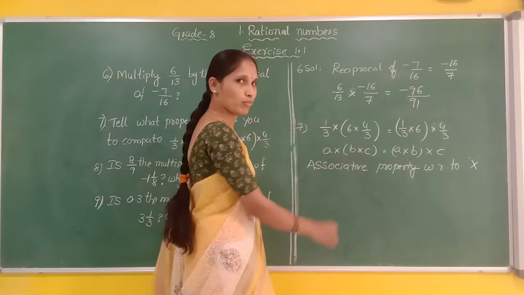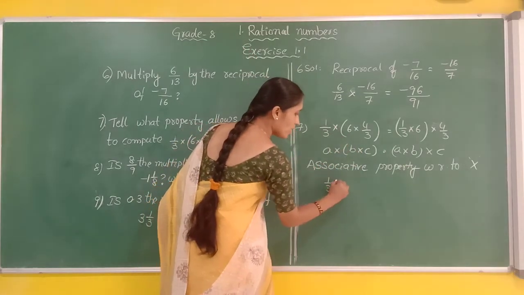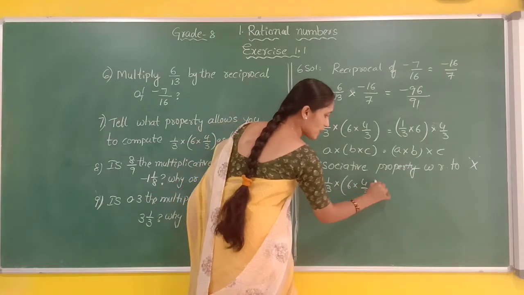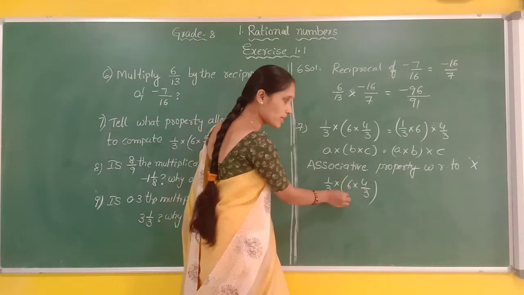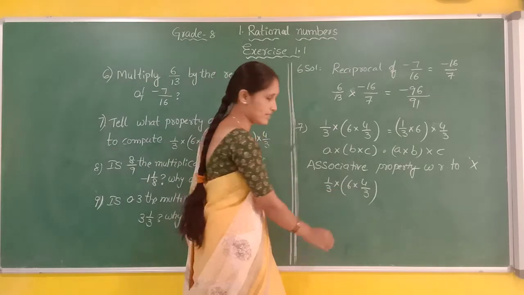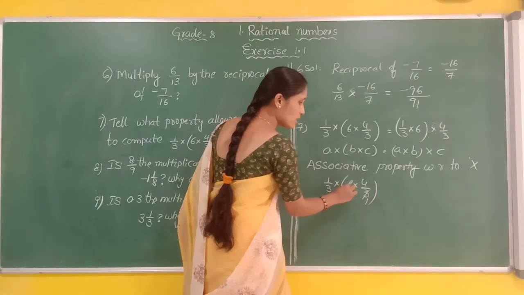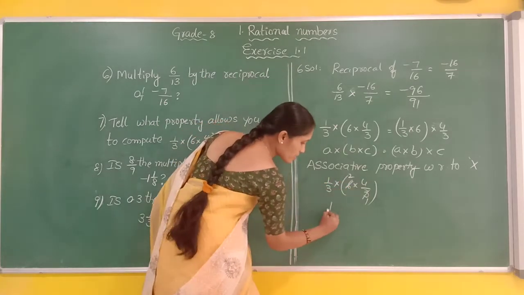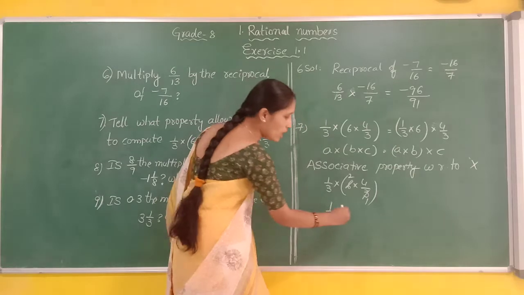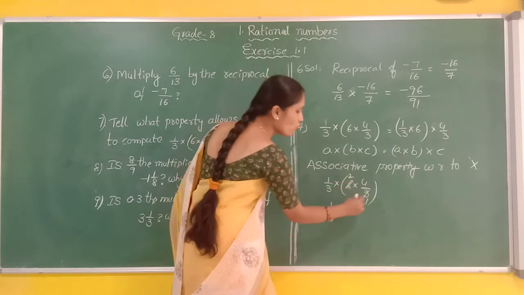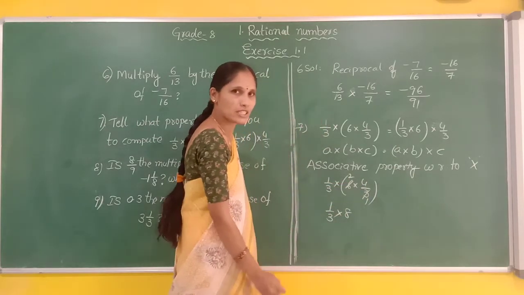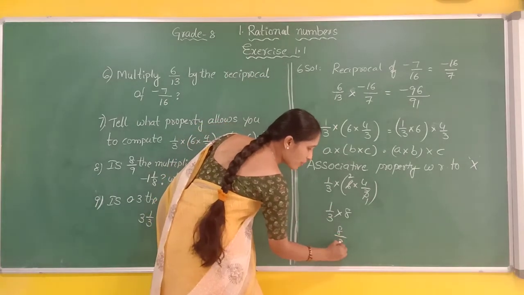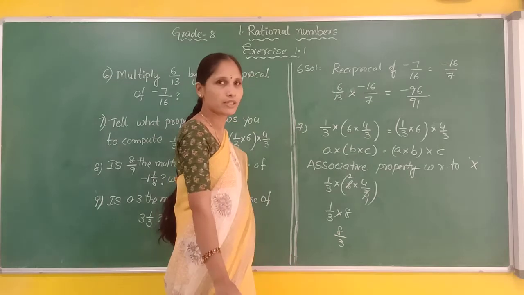Let's solve this problem. How to solve? 1 by 3 into 6 into 4 by 3. First simplify what they have given in the brackets. 3 1 is 3, 3 2 is 6. 2 into 4 is 8. So this value is 1 by 3 into 8. There are no common factors. The answer is 8 by 3.